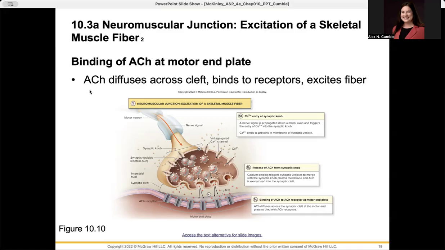And again, I'm just using the abbreviation ACH. You should learn that it's acetylcholine, but on a test, if you wrote ACH as your answer versus acetylcholine, that would be perfectly acceptable.